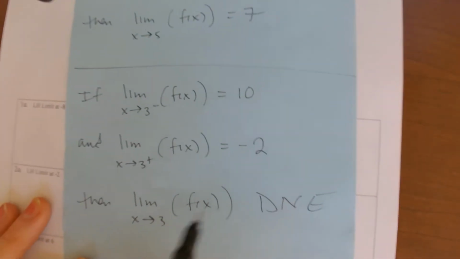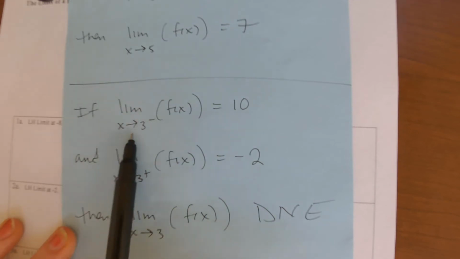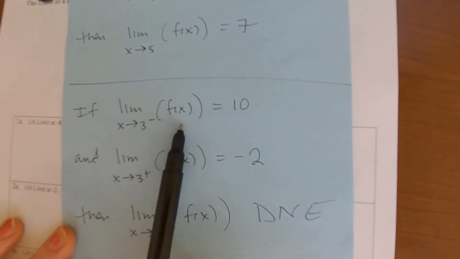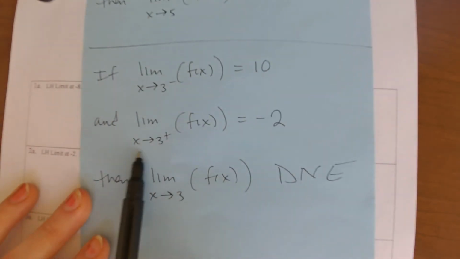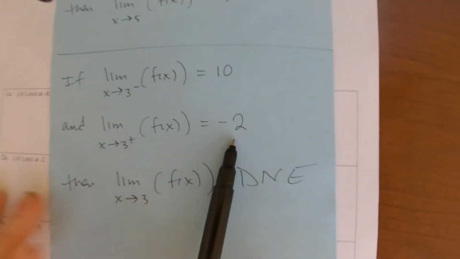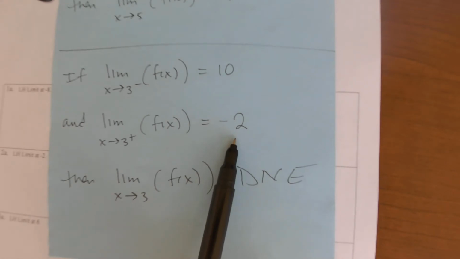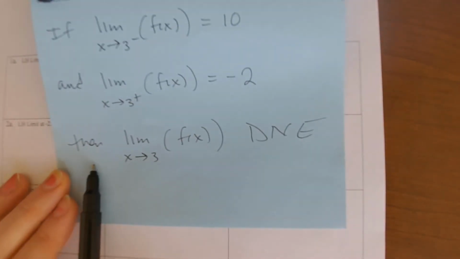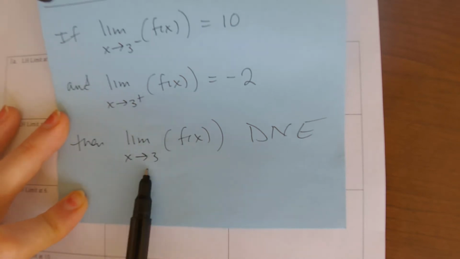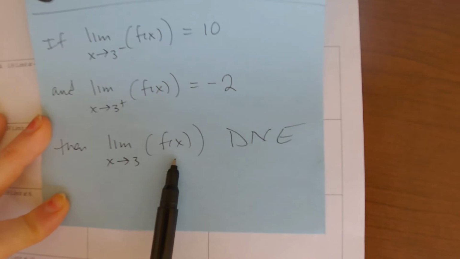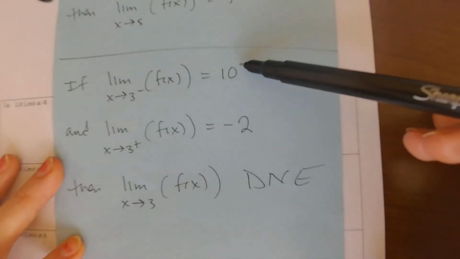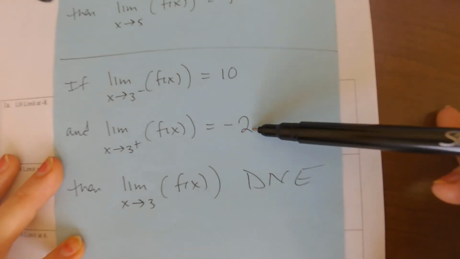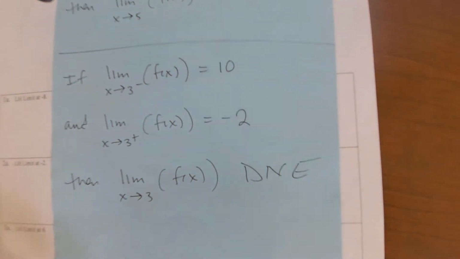Let's look at that case. If the limit as x approaches 3 from the left of f of x equals 10, for example, and the limit as x approaches 3 from the right of f of x equals -2, just an example, then the limit itself, the limit as x approaches 3, period, of f of x does not exist. Okay, so if the left hand and right hand limits are not matching, then the limit itself does not exist.